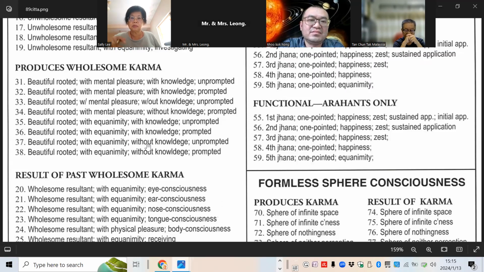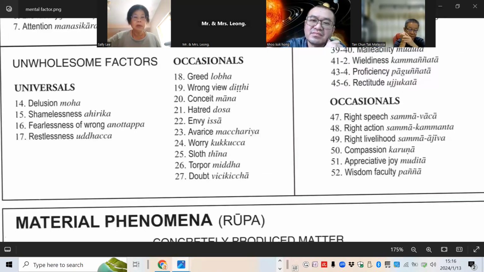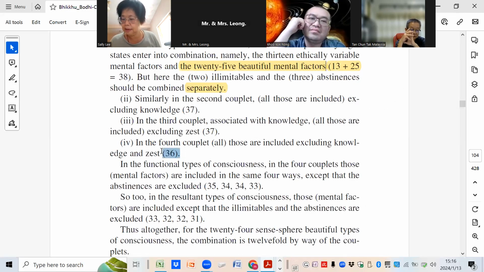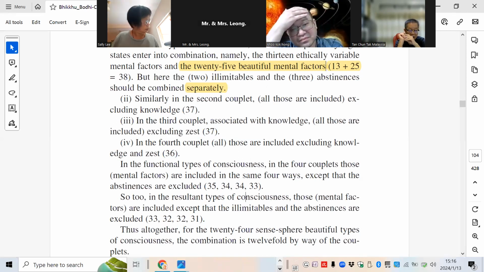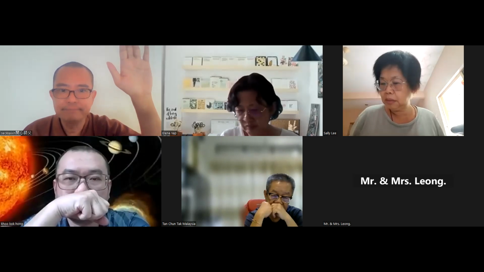You see, they are without knowledge, right? So meaning we just minus 1 again. Just now it was 37, and we minus the wisdom cetasika. This is the wisdom, class, take a look. We have to minus it. Then it will become what? 36. Both are equanimity, so we do nothing for the equanimity there. So we get 36. Do you follow until now?